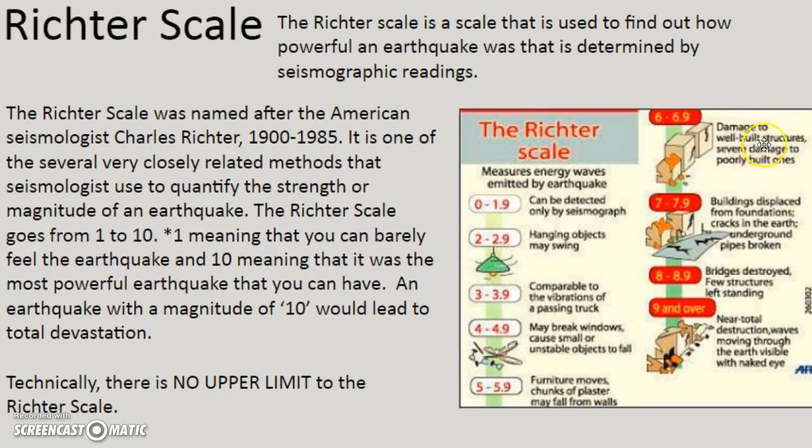A 6 to 6.9, damage to well-built structures, doing lots of damage to poorly built ones. 7 to 7.9, buildings would be displaced from their foundation, cracks in the earth, underground pipes would be broken. 8 to 8.9, bridges would be destroyed, few structures would be left standing. And last, 9 and over, near total destruction. The waves moving through the earth would be visible to the naked eye. You could actually see them ripple. But I want to make sure we're clear with this.